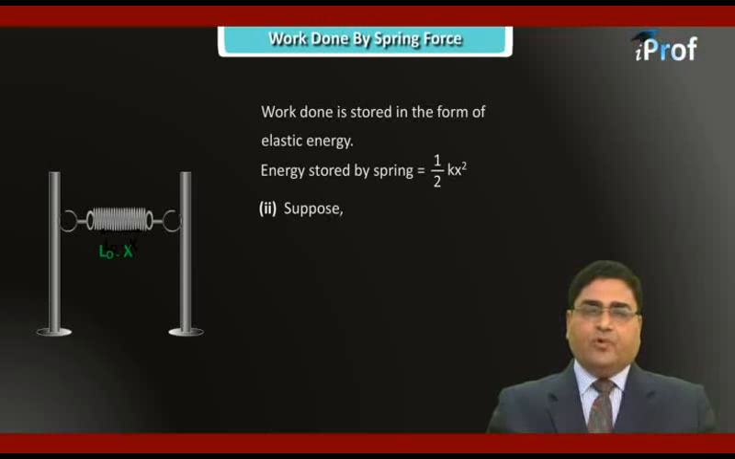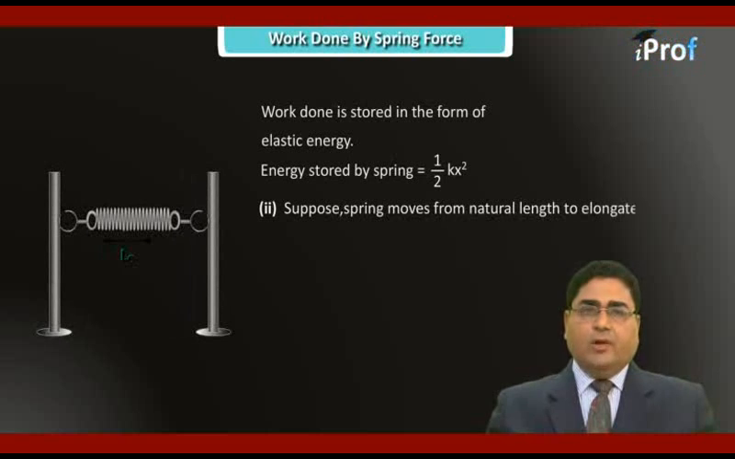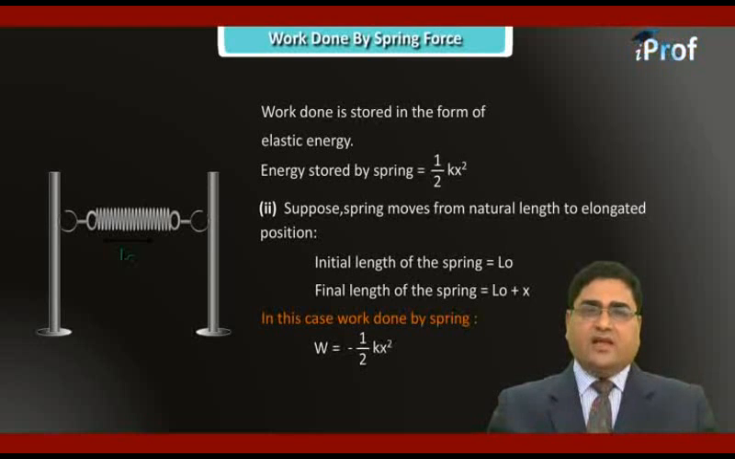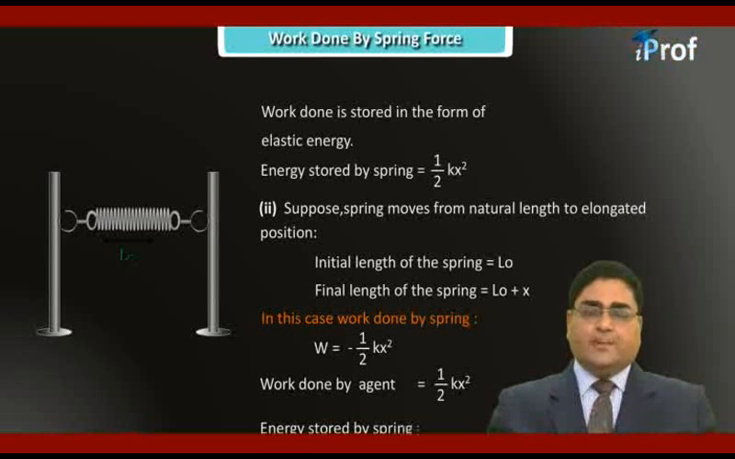Suppose spring moves from natural length to elongated position. Suppose initial length of the spring is L0, final length of the spring is L0 plus x. In this situation also, work done by spring equal to minus half kx square, and work done by agent equal to plus half kx square. And energy stored in spring in this situation is also half kx square.